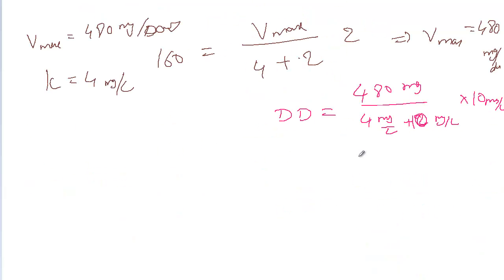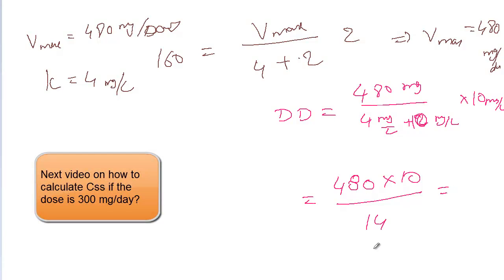Now if you solve this, 480 times 10 divided by 4 plus 10, that is 14. You'll get a value of approximately 342.86 mg per day. But as you're aware, is it possible for us to accurately weigh 342.86? As a pharmacist, you're going to round it up to the nearest practical value. It's 350 mg per day.